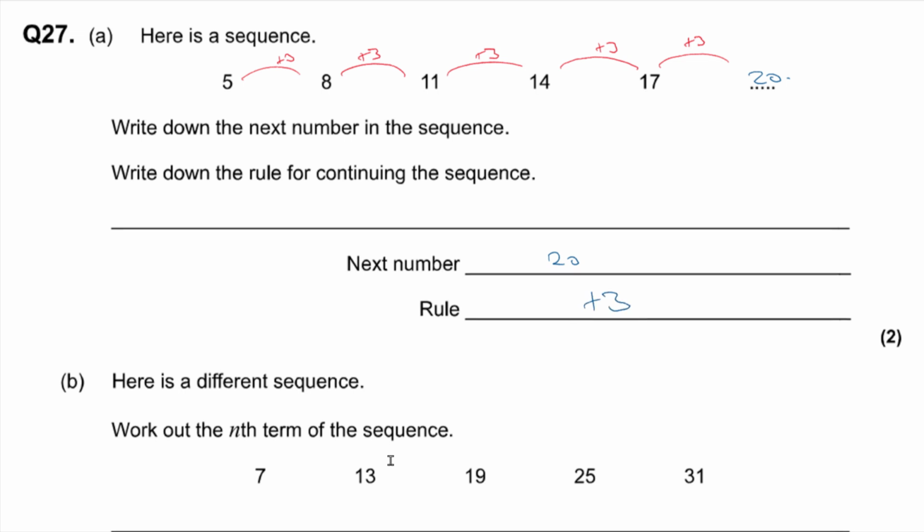Okay? Here is a different sequence. Work out the nth term of the sequence: 7, 13, 19, 25, 31. Now, what sort of sequence is this?